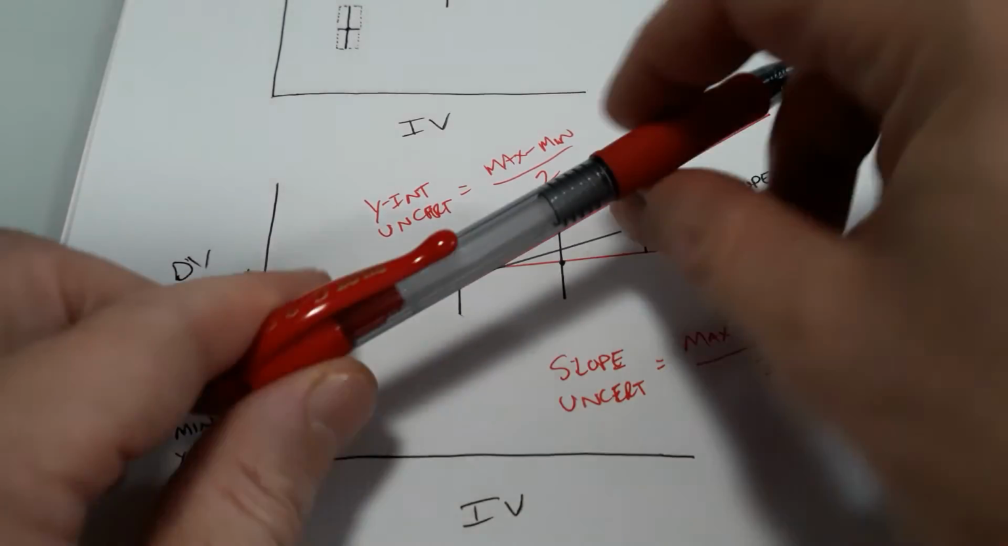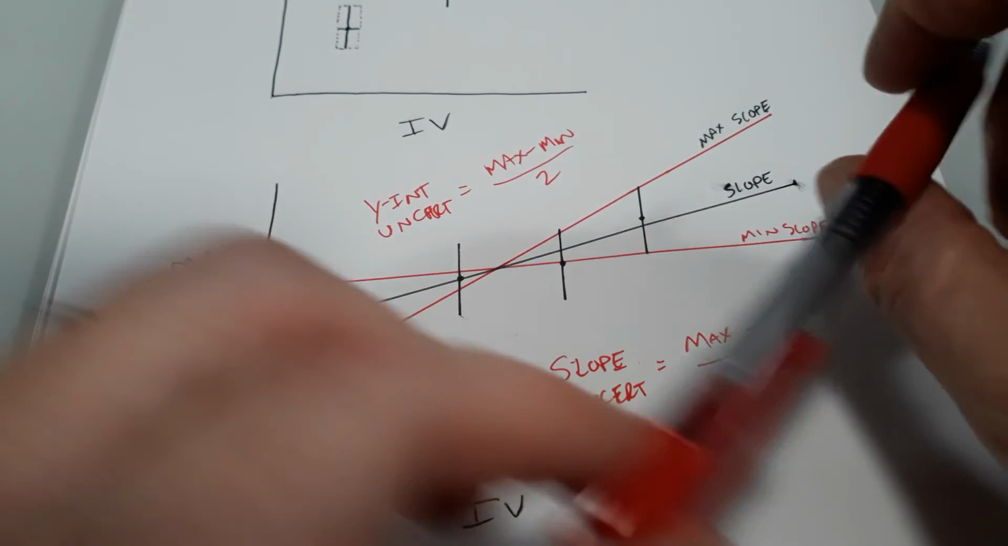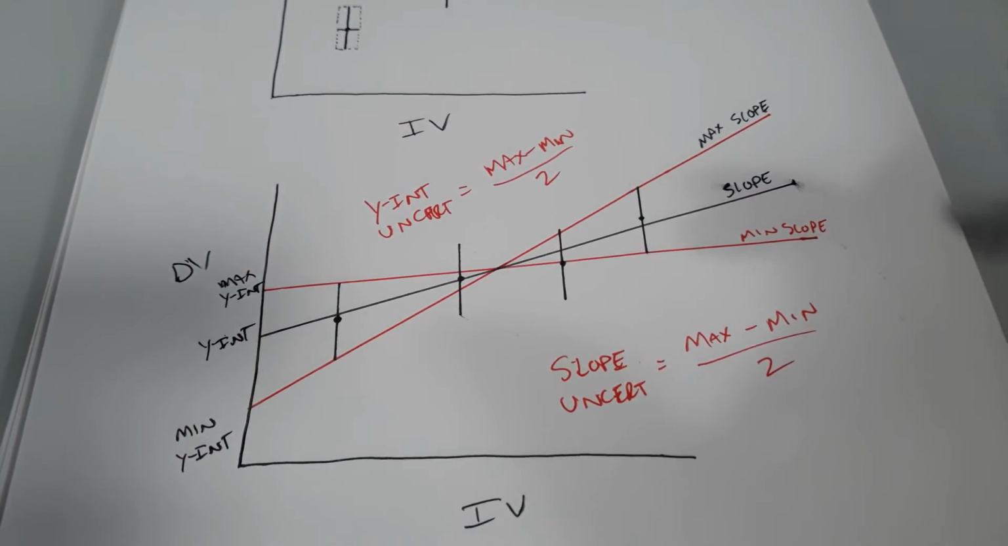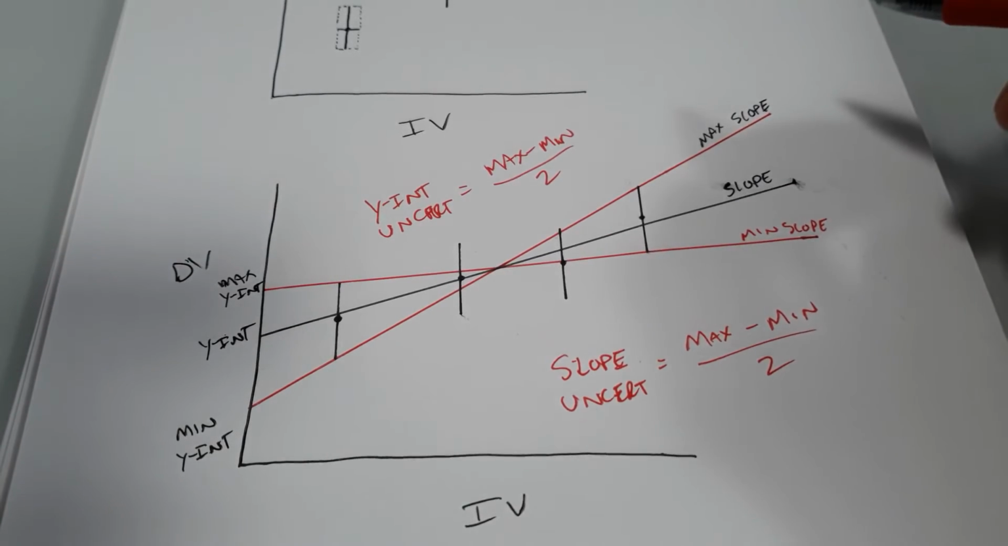That's more than 50% of the measurement itself. So that's what it would look like if these maximum lines were really scattered, really steep and really shallow. Then I would see a very large uncertainty, and it would be represented by the fact that my maximum and minimum lines are so far apart from each other.